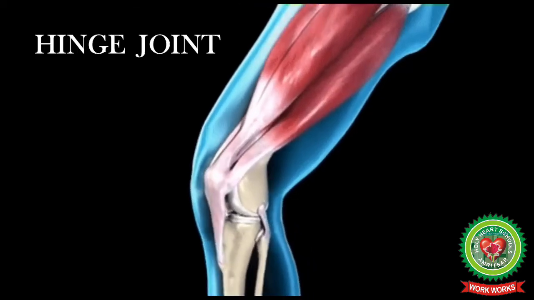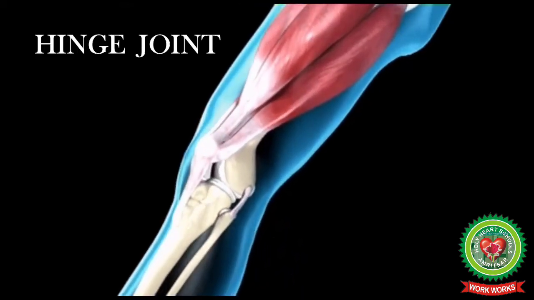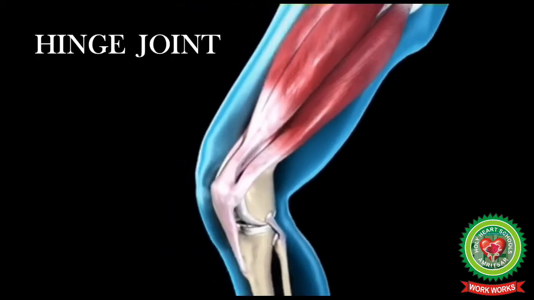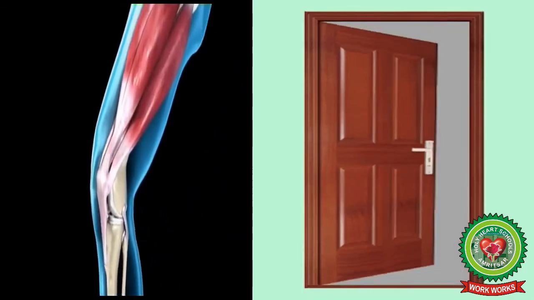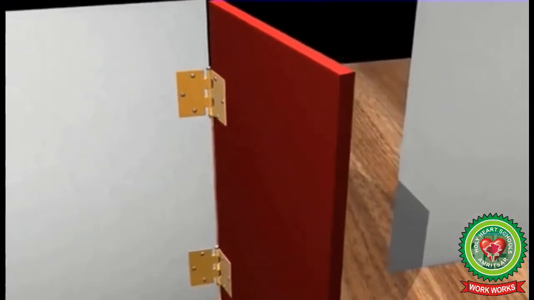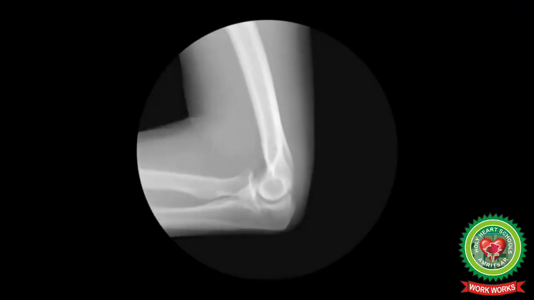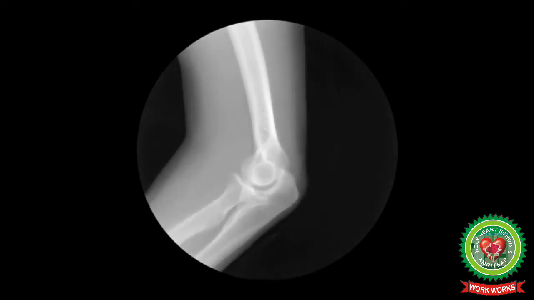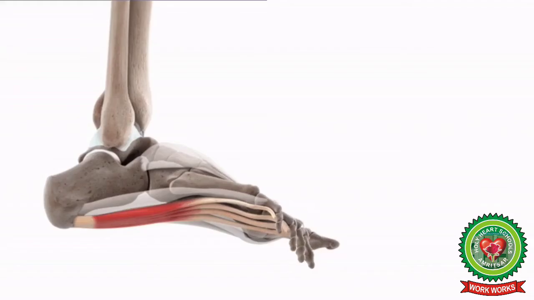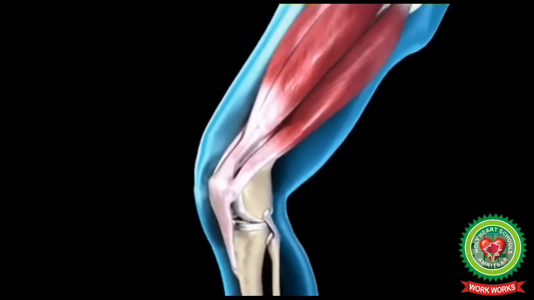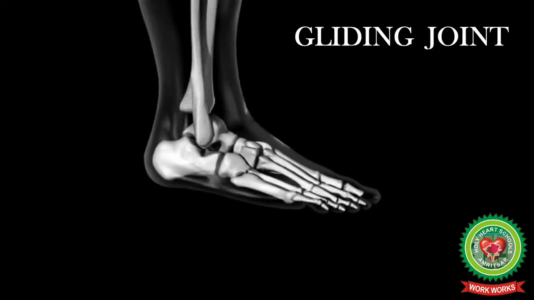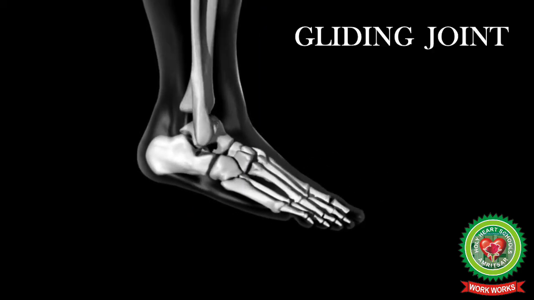Next is hinge joint. This joint allows movement in only one direction, like the movement of doors, hinges that allow a door to move in one direction only. Now, hinge joint is present in elbow, knee, fingers and toes, which allow the movement of these body parts in one direction only. Next is gliding joints.